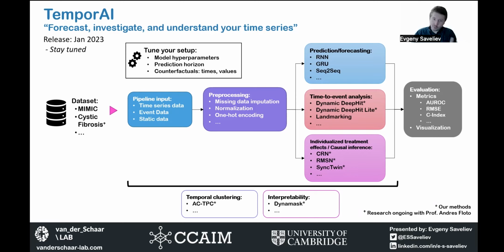In addition, it will also incorporate temporal clustering, so clustering of, say, patients over time, and interpretability methods, such as feature importance methods, which, of course, as was discussed by various people, interpretability is now critically important when it comes to machine learning methods. And the tool is powered by a wide range of methods that we have developed, as well as a number of other benchmark methods. We are looking to incorporate datasets like the MIMIC ICU dataset and also the cystic fibrosis data, as mentioned earlier. We have ongoing research with Professor Andres Floto around this.